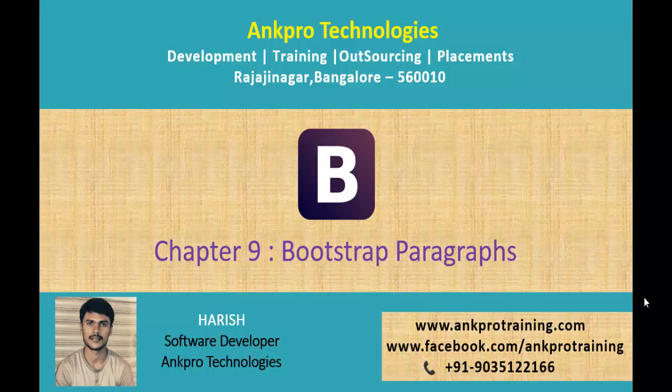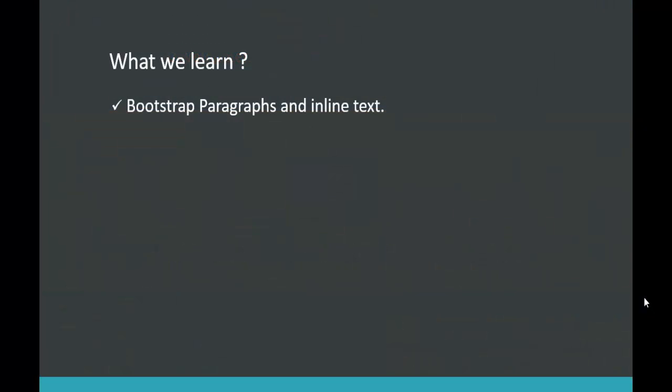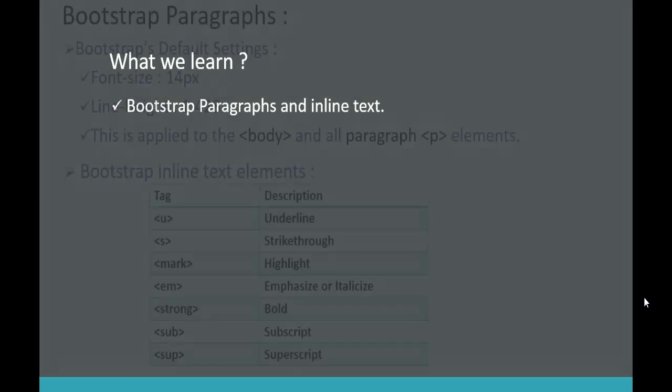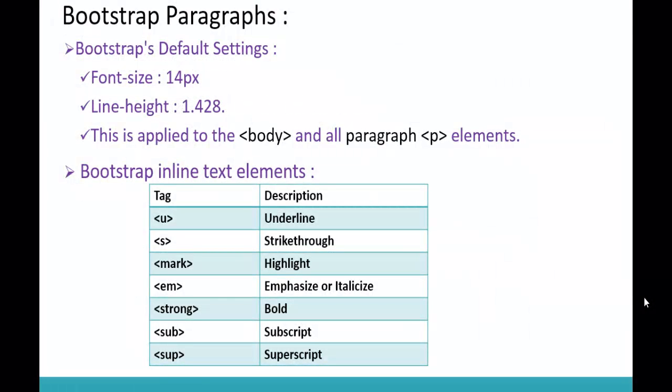My name is Harish. In this session, we are going to learn what we mean by Bootstrap paragraphs and the inline text. Right now, let us understand the Bootstrap default settings. Coming to the default settings, the font size will be 14 pixels and the line height is 1.428. This is applied to the body tag as well as all the paragraph elements.